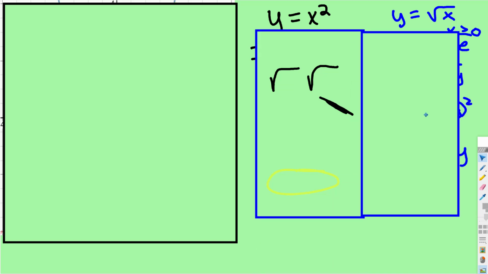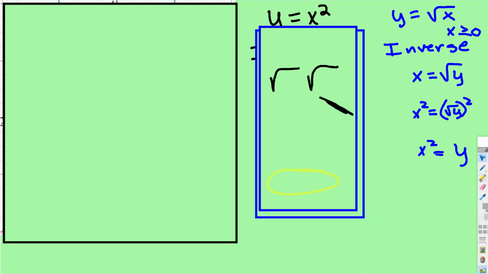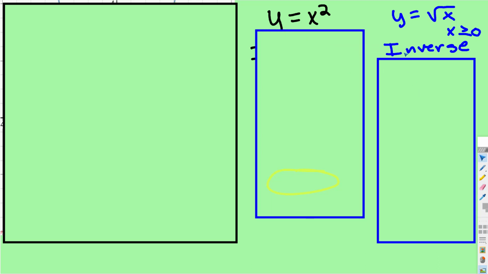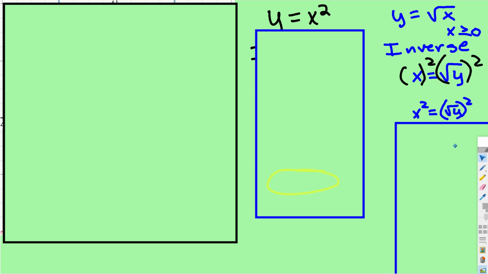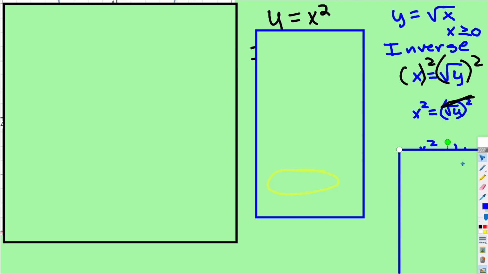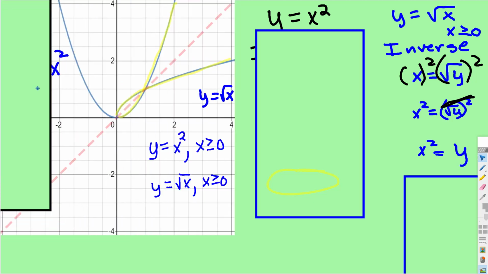All right, so I'm going to put this back up. Let's look at the inverse of the square root. So you swap the x's and y's. Then in this case, we would square both sides. When we square both sides, we can cancel the square root and the x squared. And now we have x squared is equal to y. So I'm going to show you graphically what that looks like.